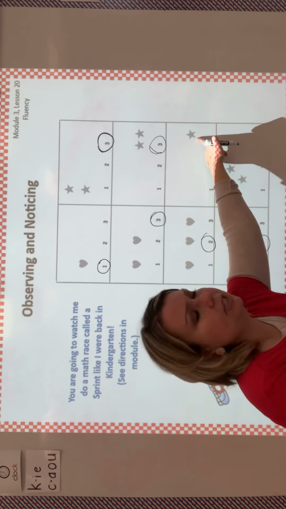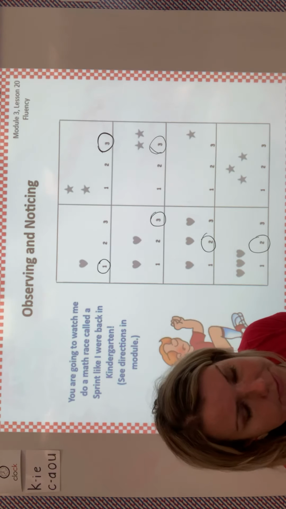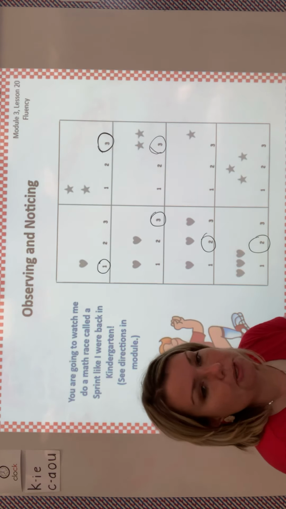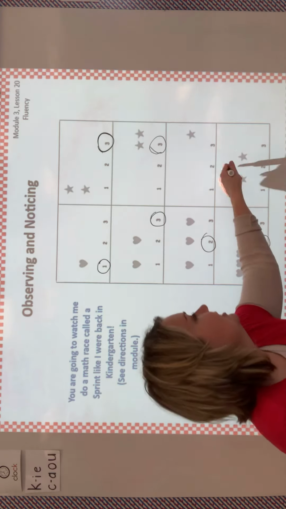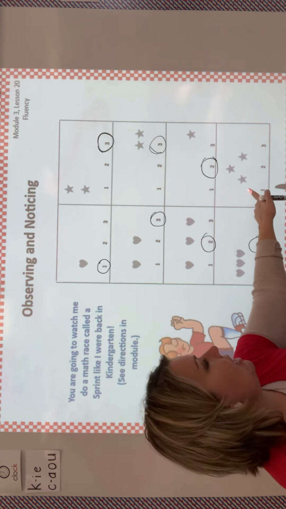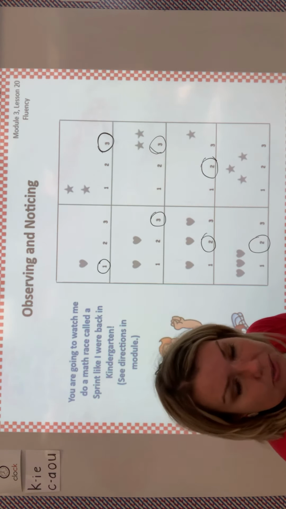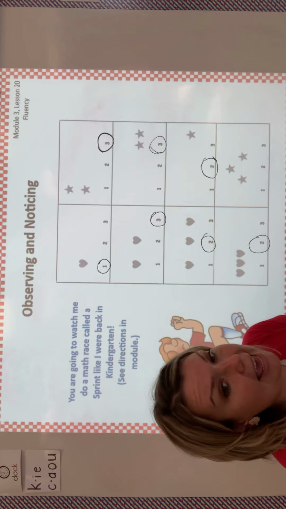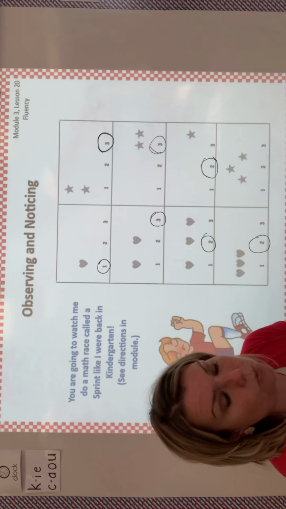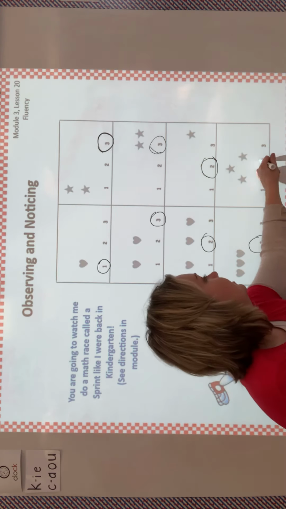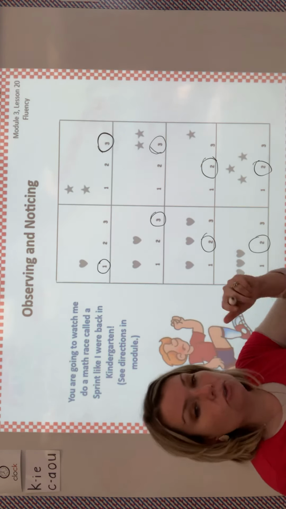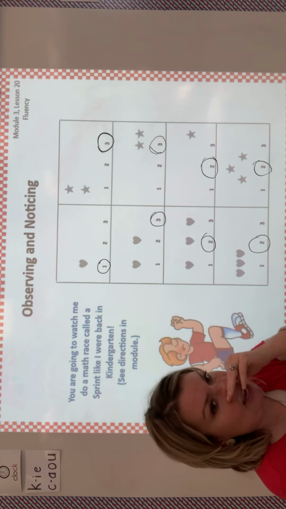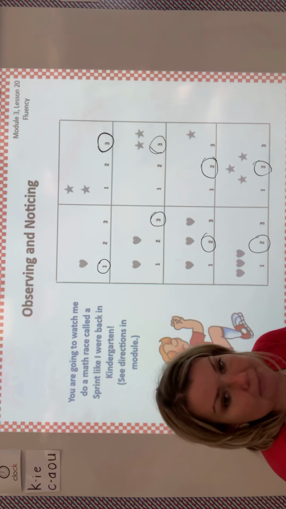How many stars are here? 1. What is 1 more than 1? Show me with your fingers. 2. And lastly, how many stars do you see down here? What is 1 less than that many? What's 1 less than 3? 2 again. So you really have to focus and listen to what the person is saying, and then we circle to match.